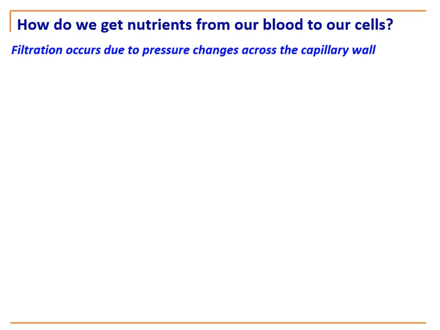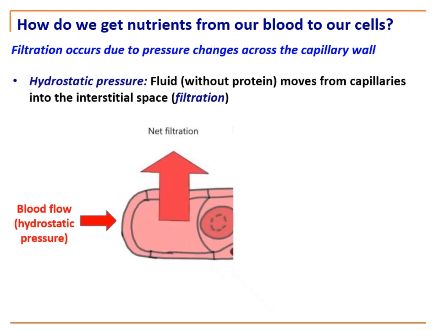Well, we've already said that the process of getting through the capillaries is called filtration, and that's purely because of pressure changes. So here's your blood flow, or your hydrostatic blood pressure, coming from your arteries to your arterioles, and then we've come to our capillary here. And so what you have is hydrostatic pressure, and that forces fluid from the capillaries into the interstitial space. And remember, this interstitial space is surrounding our cells.